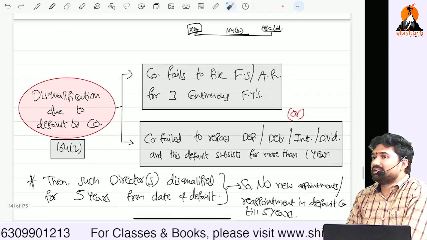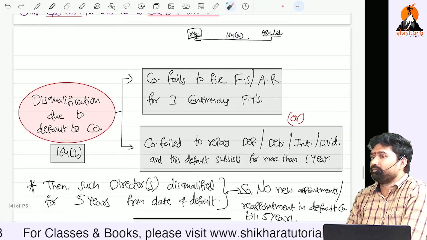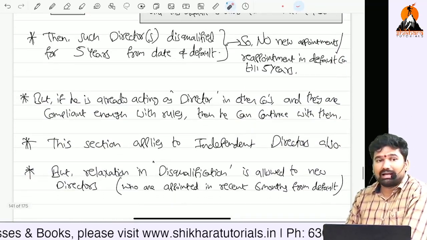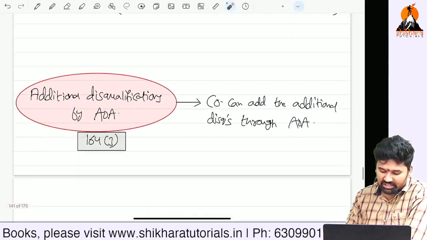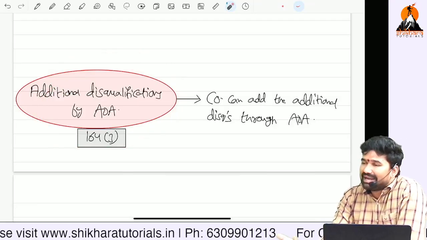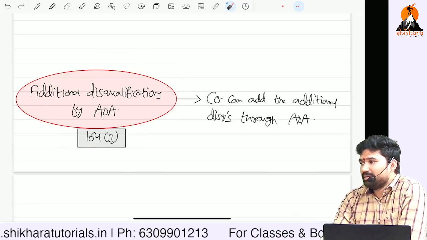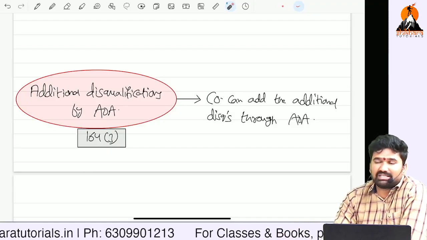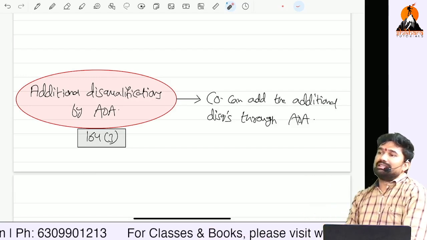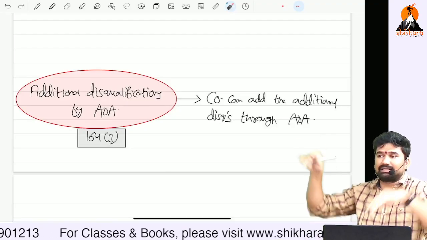Are we clear with 164.2? 164.1 talks about which disqualification? Individual level disqualification. 164.2 talks about company level disqualification, and 164.3 talks about additional disqualification which a company might include in AOA. Sir, what kind of conditions they may include? Depends upon the company's nature and behavior. But those disqualifications or restrictions should be well within the limits of the Act. They should not override the Act.